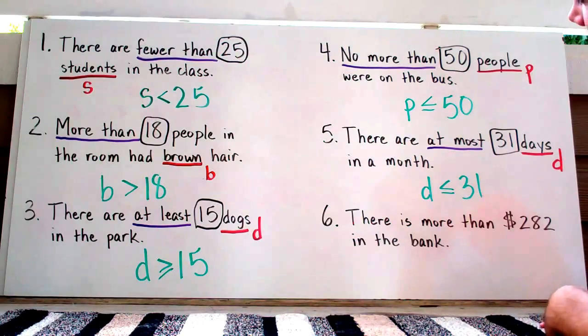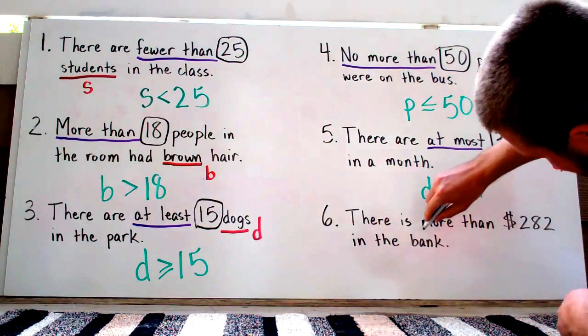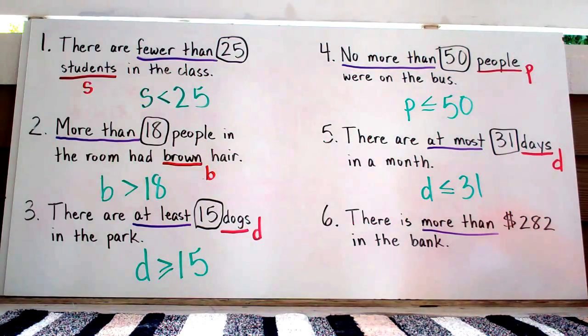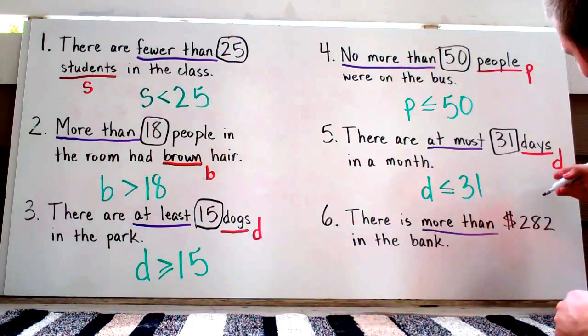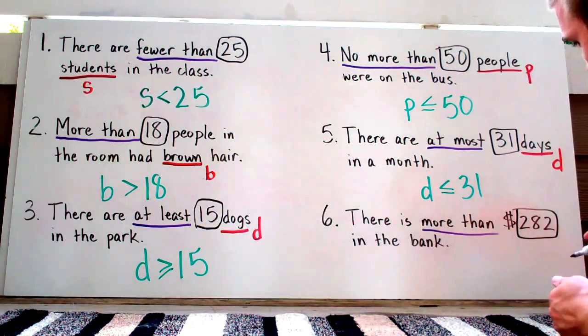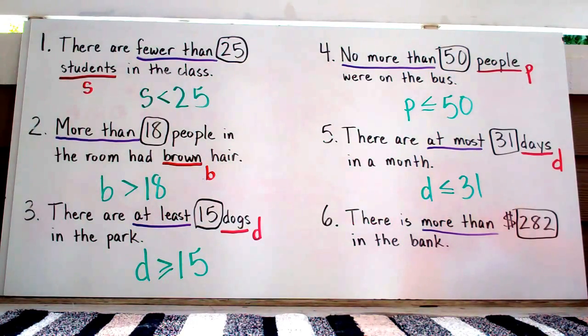And number 6, there is more than. Alright, let's see. More than. Oh, there's my number, 282. And we're talking about dollars, money.